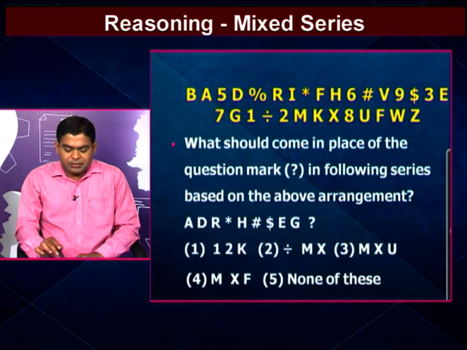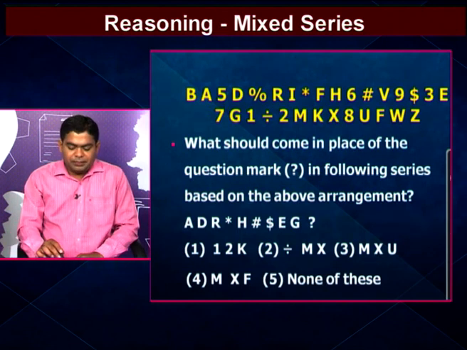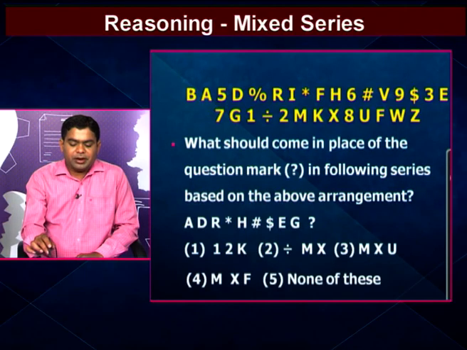That means first of all we observe the relation in the given series. So here A is there, D is there, R is there. That means here A, D, R means the first element is A, D is the second element, the second followed element of A is D.